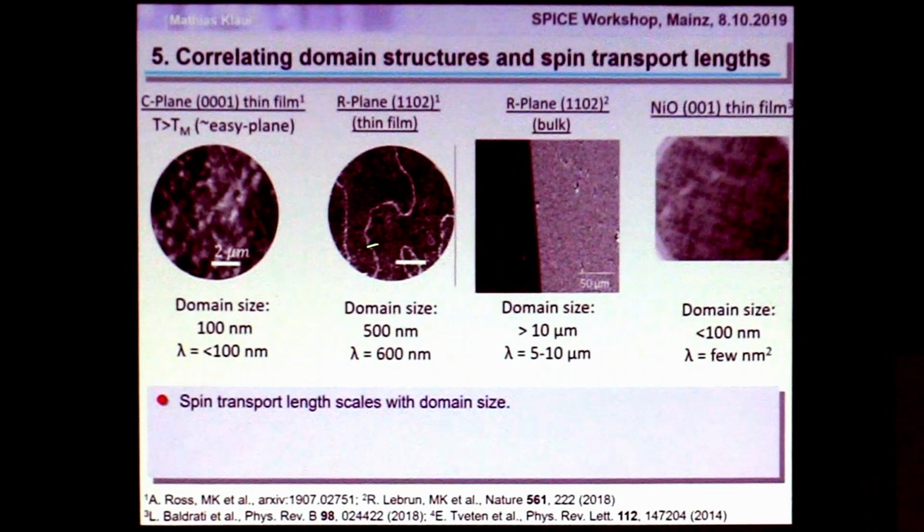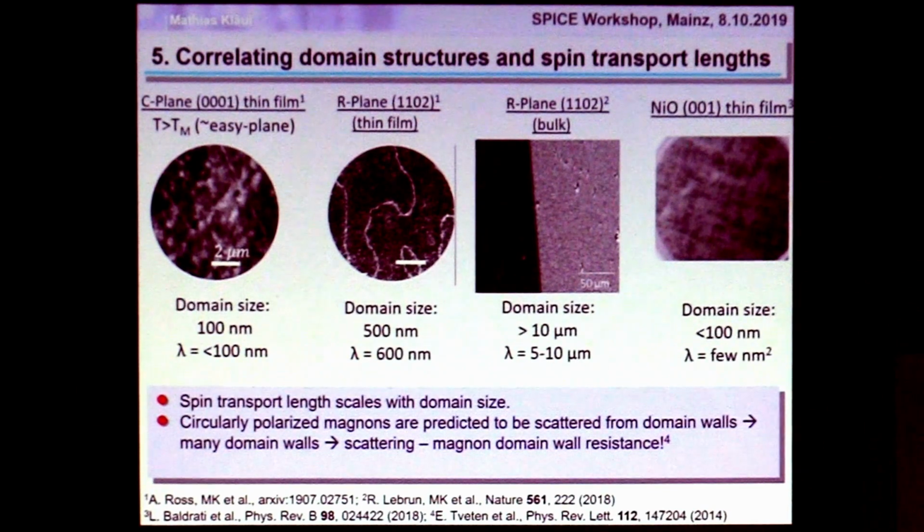What we find is, and of course, I chose typical best pictures, this value could also be a factor 2 different. But fundamentally, qualitatively, there is a correlation: if the domain sizes are small, we see a short spin transport length scale. If the domain sizes are large, we see long distance spin transport.